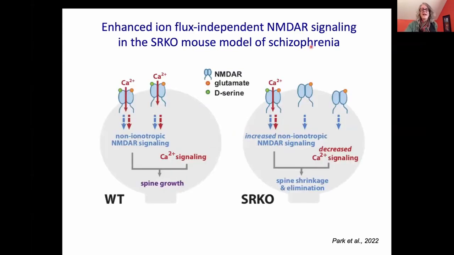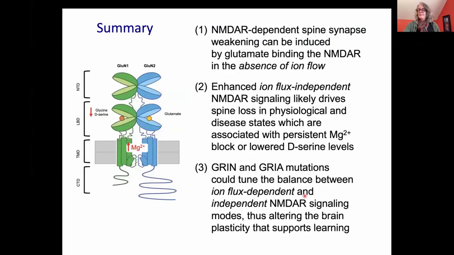to shrink. So just last slide to just say again, in the wild type animals, you'd expect to see both non-ionotropic and calcium signaling to lead to spine growth. But when the D-serine levels are changed, that's going to increase the ion flux independent signaling and decrease the calcium signal, leading to spine shrinkage and elimination.